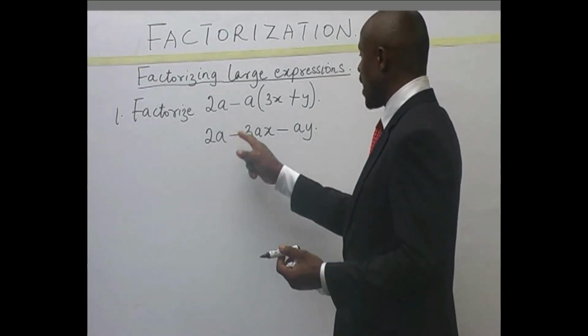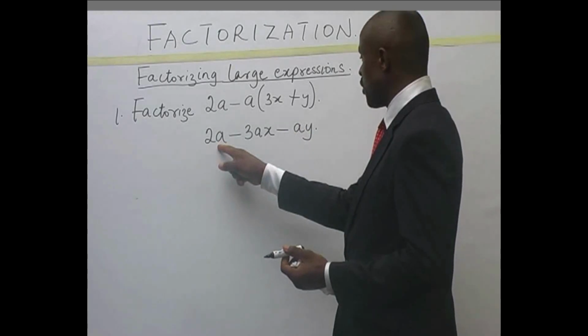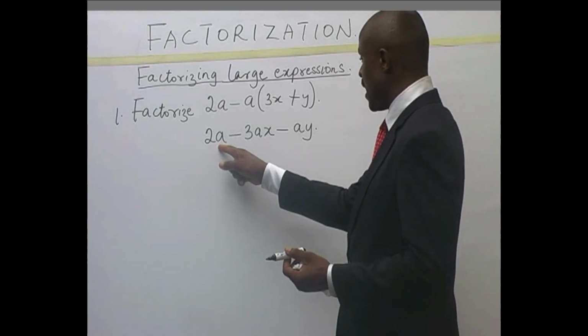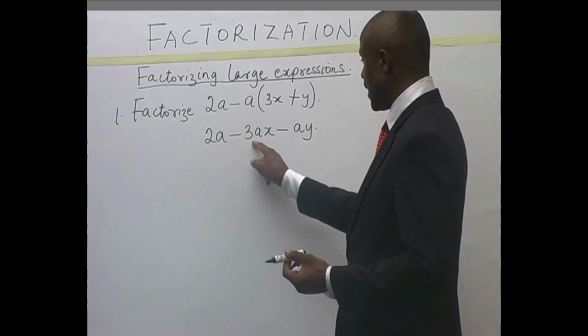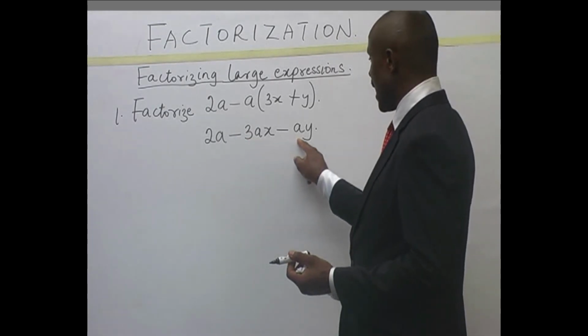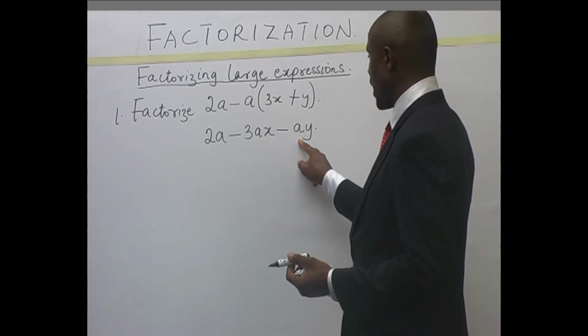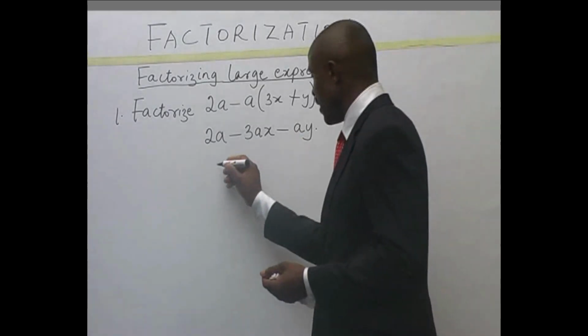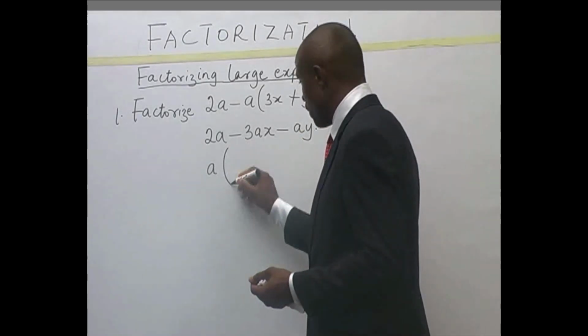What factors do they have in common? The 1, 2, 3 terms. If you look closely, you discover that they have a. There's a in 2a, there is a in 3ax, and there is a in ay. Apart from a, there's nothing else they have in common. So bring out the a.